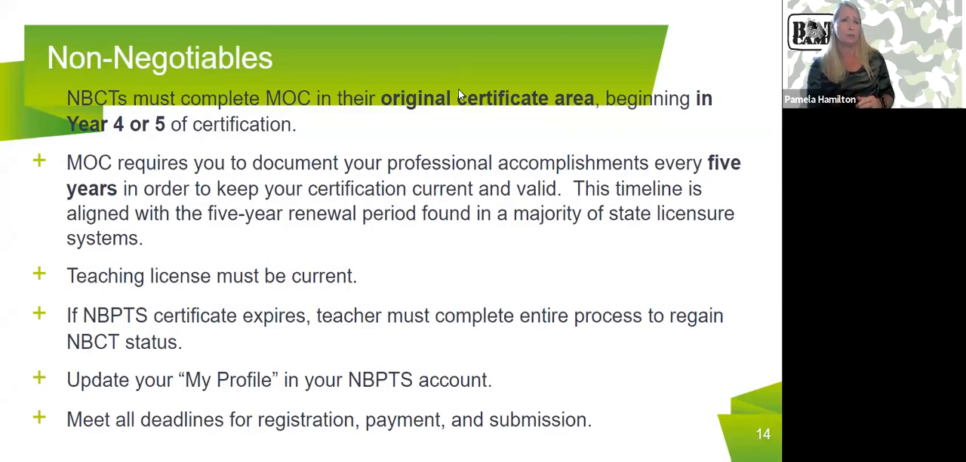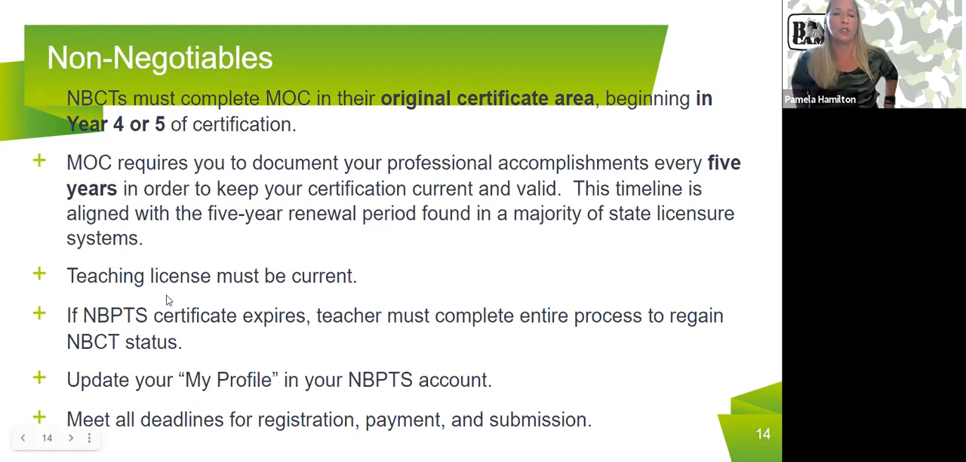So here are some of the non-negotiables when we look at the maintenance certificate. One, you will be completing the maintenance certificate in your original certificate area, beginning in either year 4 or 5. It's going to require you to look at your professional accomplishments in the last 5 years. So you go back 5 years from your initial certificate, although there'll be a few of you who are looking back over the last 10 years, because it's been 10 years since your last renewal. Your license has to be current, and if for some reason you don't renew your NBCT status or you don't go through maintenance certificate, you have to go back through the original process.